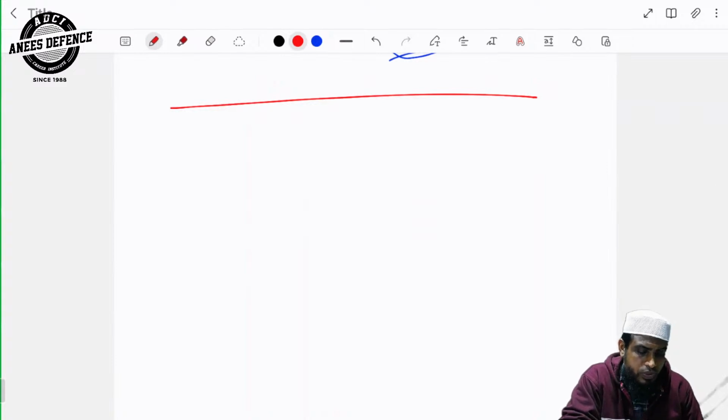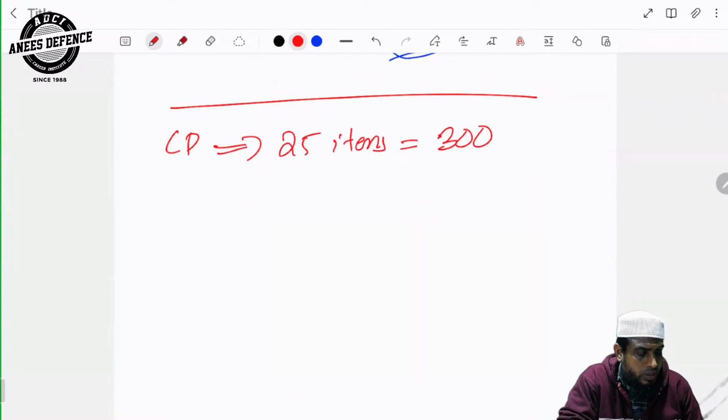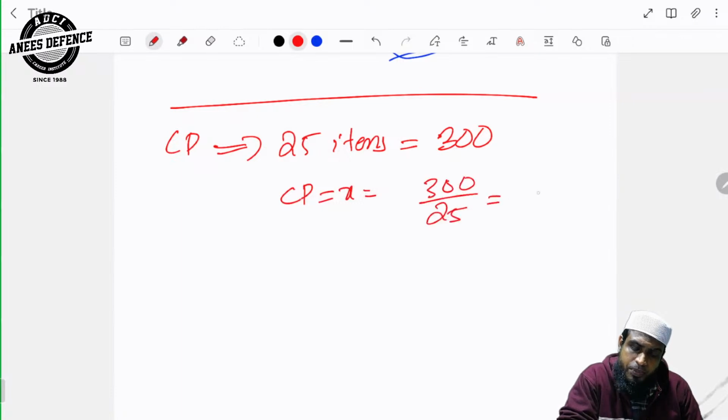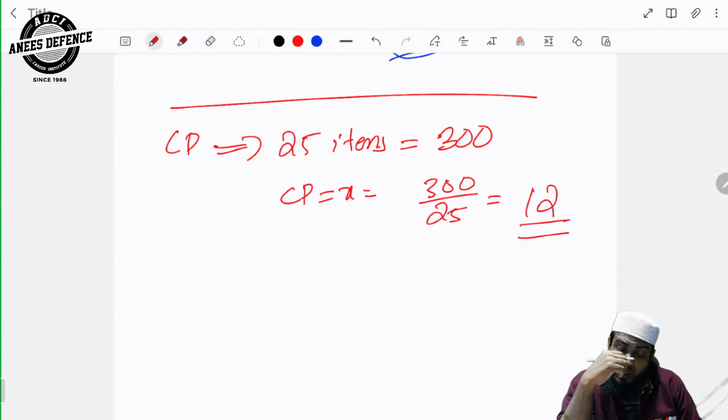The cost price of 25 items is 300. So the cost price of one individual item will be 300 by 25, which is 12.